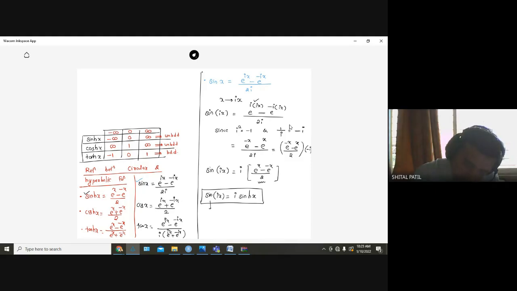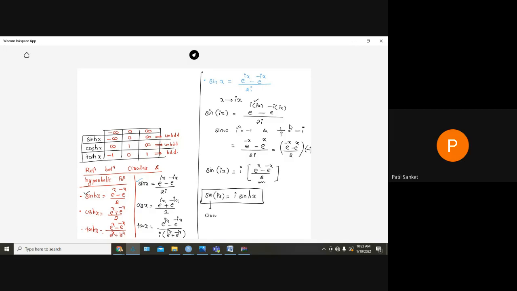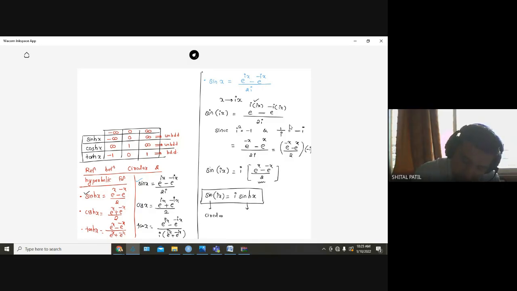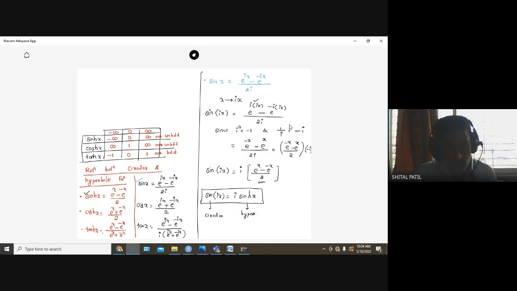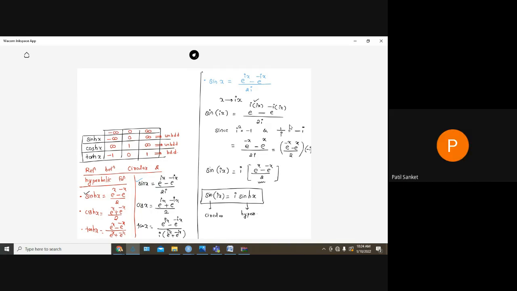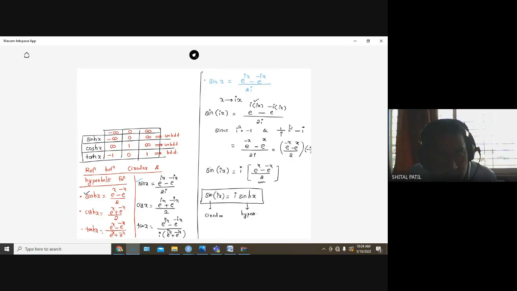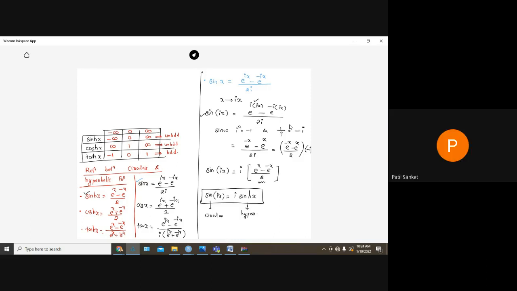This is circular, and this is hyperbolic. What is your doubt? Sine of ix is not understood. How do we have to visualize it, or which particular step have you not understood?